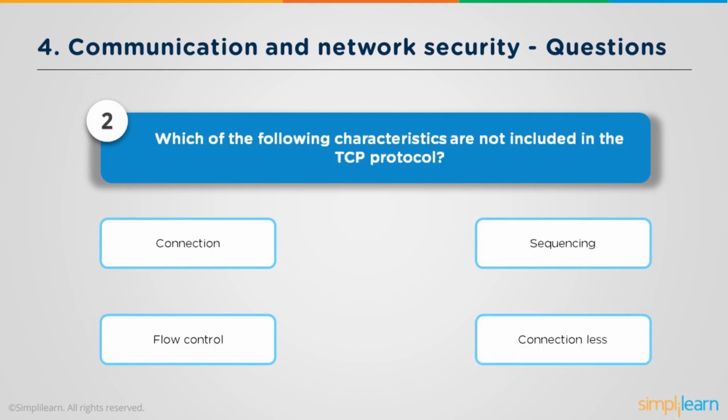Question 2. Which of the following characteristics are not included in the TCP protocol? Now, what is a TCP protocol? TCP is a connection-oriented protocol. It is a reliable protocol that is utilized to communicate between servers in a reliable manner. So a TCP protocol is a connection-oriented protocol, which is reliable in nature. So which of the following characteristics are not included? Connection-less protocol, that is the UDP protocol. So this is not included in the TCP protocol.